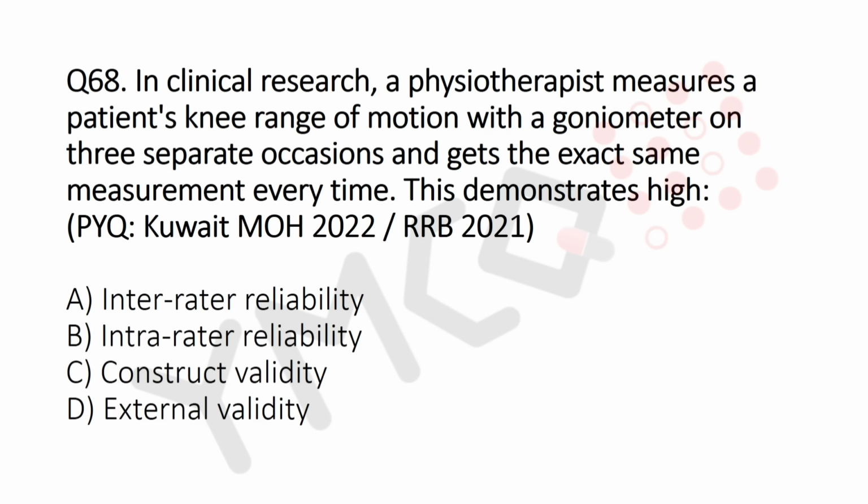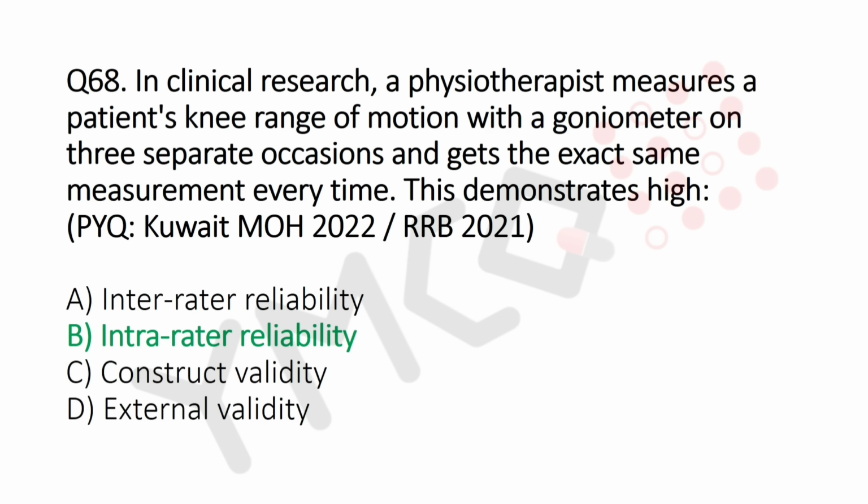This demonstrates high. Option A, inter-rater reliability. Option B, intra-rater reliability. Option C, construct validity. Option D, external validity. And the answer is option B, intra-rater reliability. Because it is the same therapist getting the same result repeatedly, this is intra-rater reliability. If 2 different therapists got the same result, it would be inter-rater reliability.